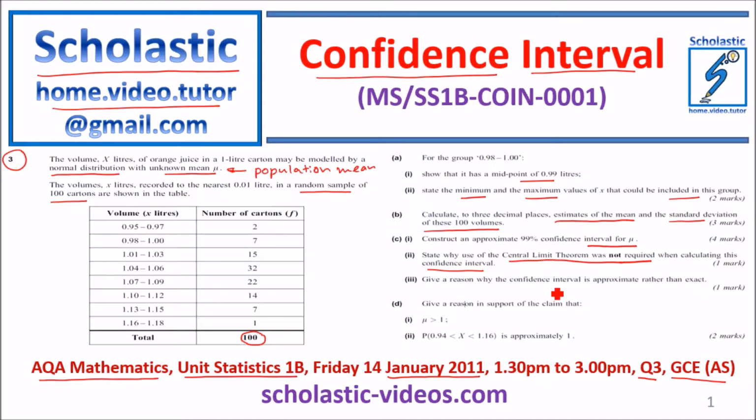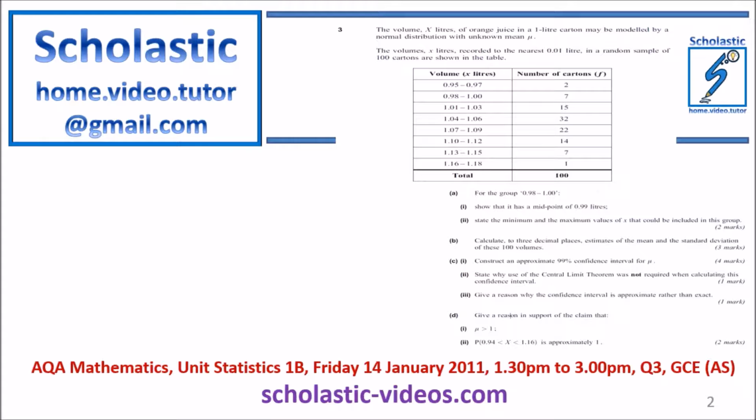Give a reason why the confidence interval is approximate rather than exact. Give a reason in support of the claim that mu is greater than 1. Also, the probability that X lies between 0.94 and 1.1 is approximately 1. Okay, that's the question. So let's go through each part one by one.